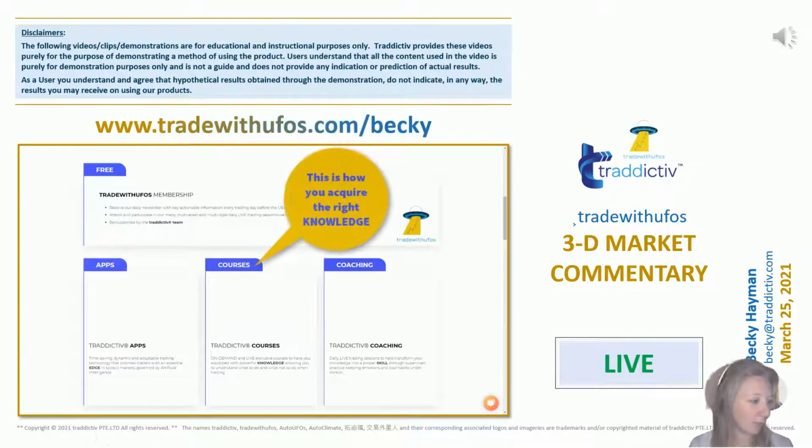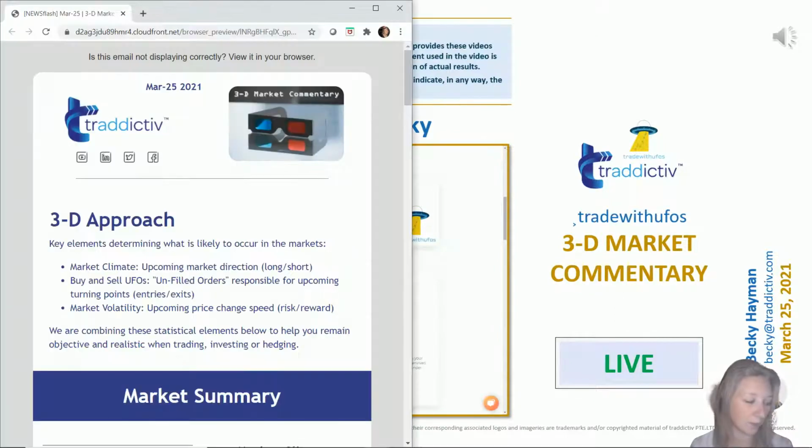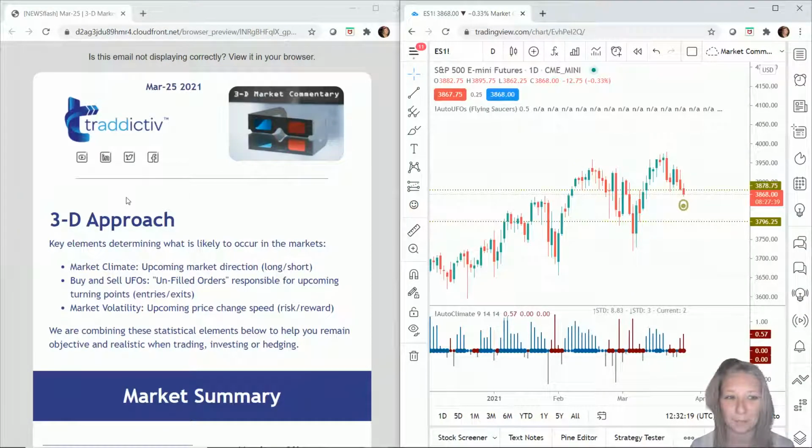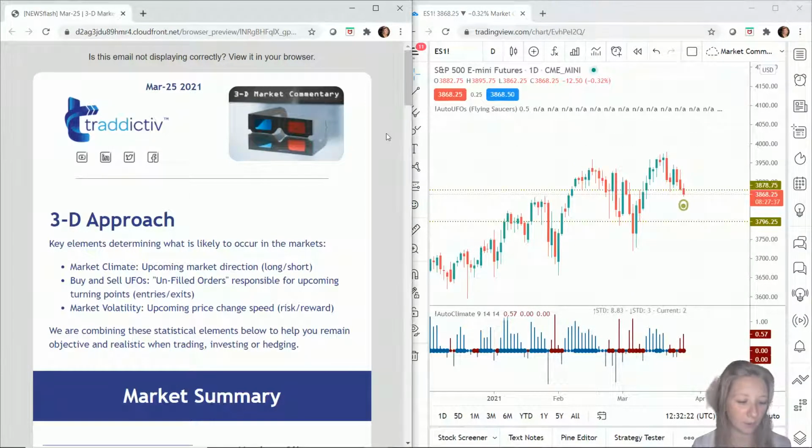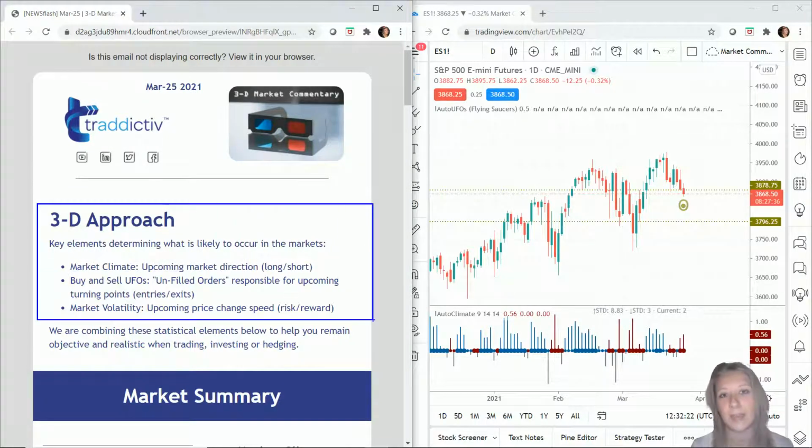Okay, so let's bring up that email that we send out every day. This is what it looks like, and it correlates with market information. So we'll get the market up as well. We call it a 3D approach. Now, why do we do that? It's called a 3D approach because we go through 3 key elements.